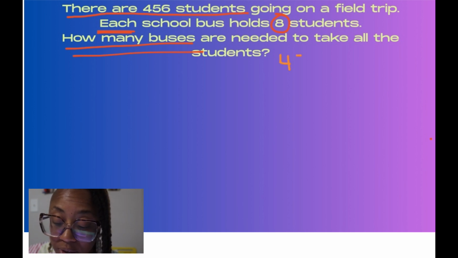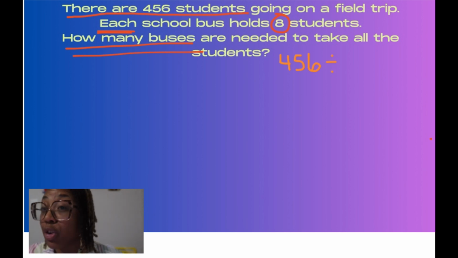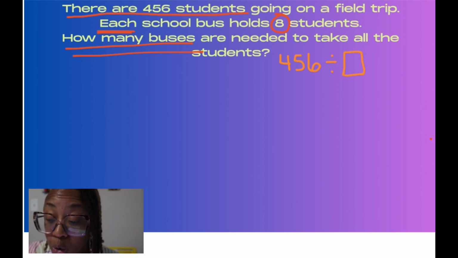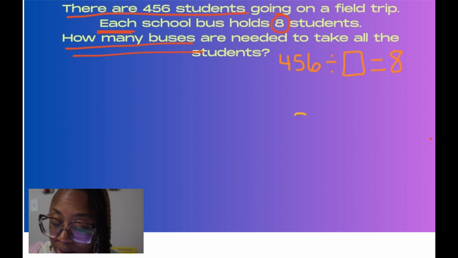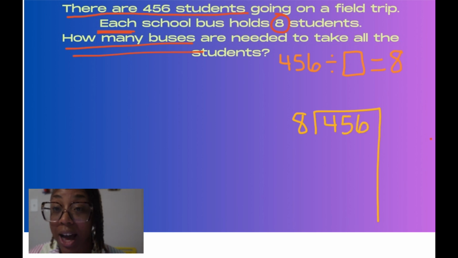My 456 represents that total number of objects. I do not have my grouping method because I do not have my buses. That is what's unknown, but my quotient always represents the number in each of those groups, which in this case is 8. So while I don't have my divisor, I can still use that big 7 to solve this problem to figure out how many buses. So my 8 goes on the outside with my 456 going on the inside.